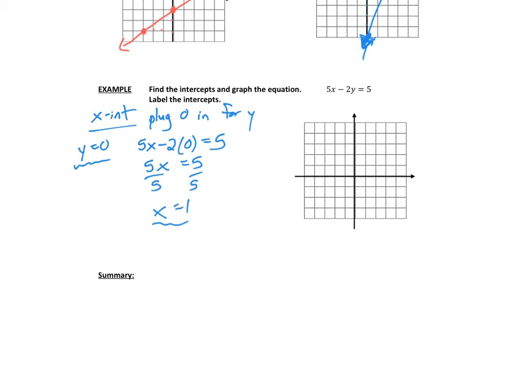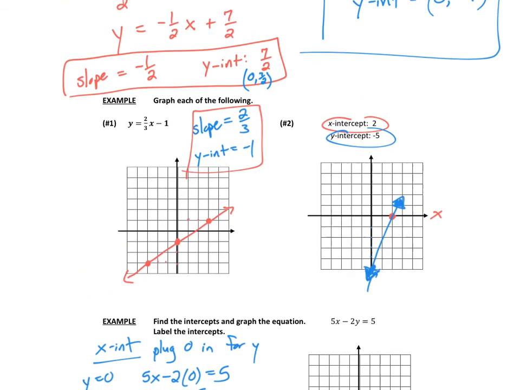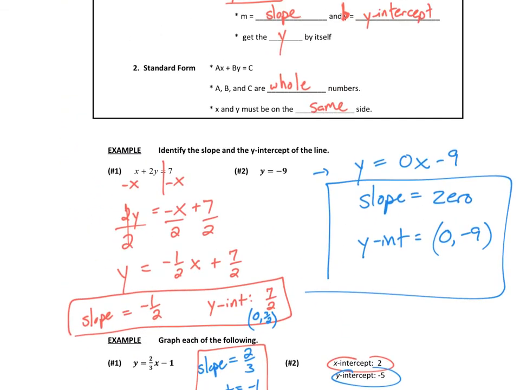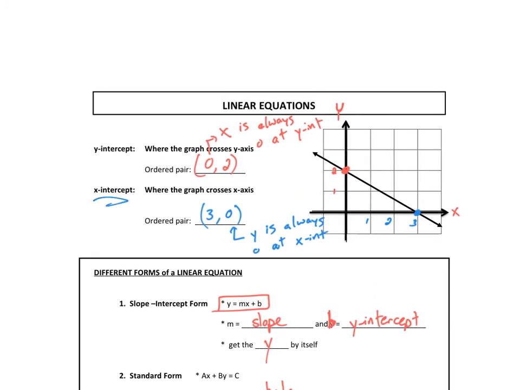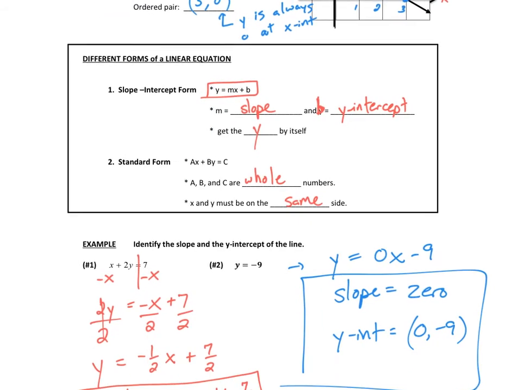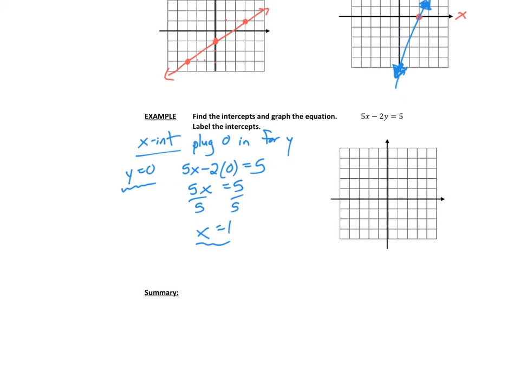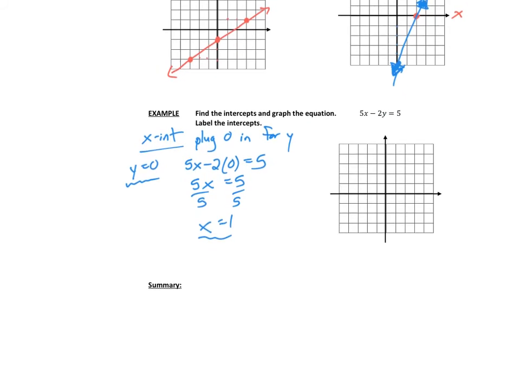Okay, and again, the whole reason we do this is because when we talked about intercepts, I'm going to slide back up here. For the x-intercept, y is always 0. For the y-intercept, x is always 0. So if I go back down, the x-intercept is at x is 1, y is 0. That's the intercept.